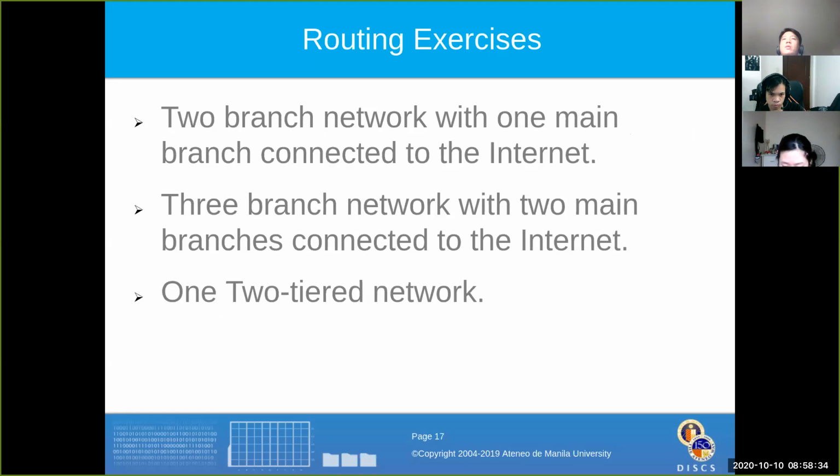So these are some example routing exercises if you have free time. So 2 branch networks connected to 1 main branch connected to the internet. This was the example I gave a while ago. So the example we went through is an example of this. I have 2 networks, 2 routers, the 2 routers connected to each other, and 1 router connected to the internet. Then there's another example. It can be 3 branch networks with 2 main branches connected to the internet. That means you have 2 default routes. Or a 2-tier network is an example of 2 networks with 1 router connected to both networks. So these are some examples that you can go through if you want. But the one we went through is an example of the first one.